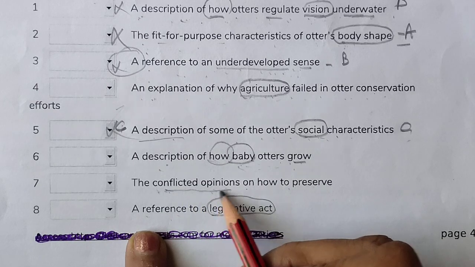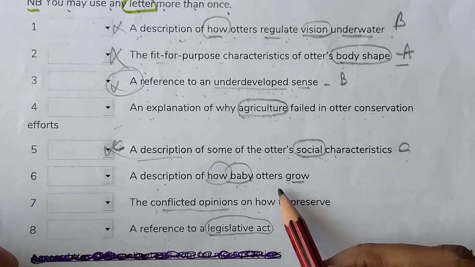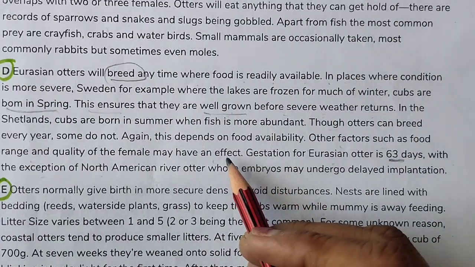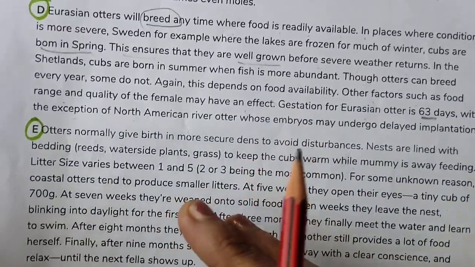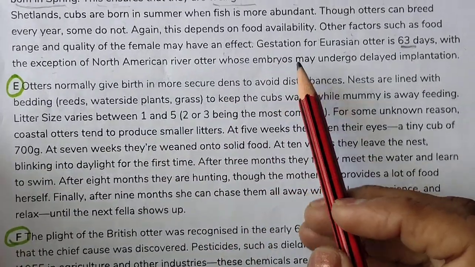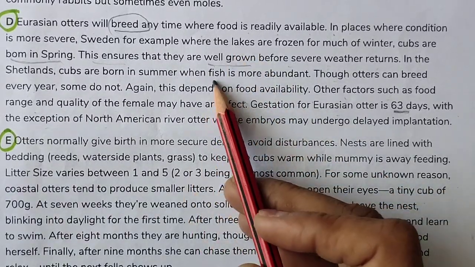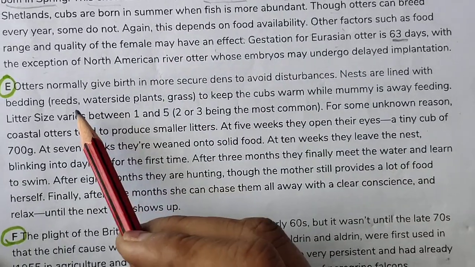Yes, the conflicted opinion. So now the option is also not there. Okay, so let's move on from D. Let's read another paragraph, because I have not found anything relating to this paragraph. Okay, E paragraph, don't waste time.